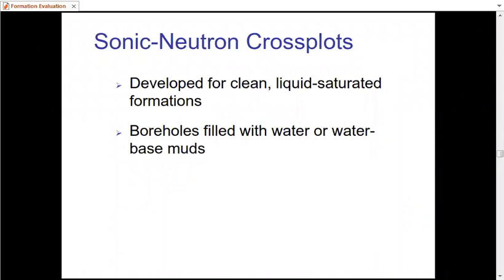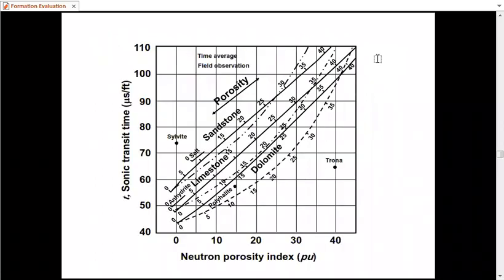and also you can consider another type of crossplot, the sonic neutron crossplot. Sonic neutron crossplots are developed for clean liquid saturated formations, and also boreholes filled with water or water-based mud. This is one of the types of neutron porosity coming from the neutron sonic crossplot, regarding the formation type and also the sonic transit time value in microseconds per foot.